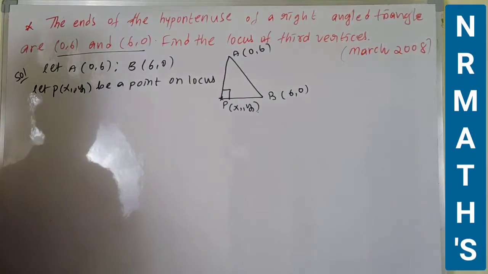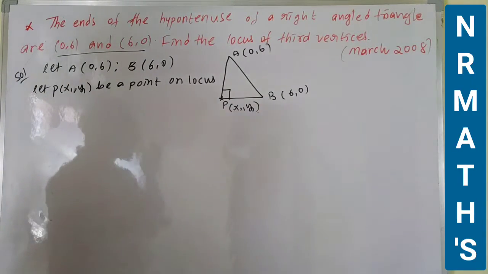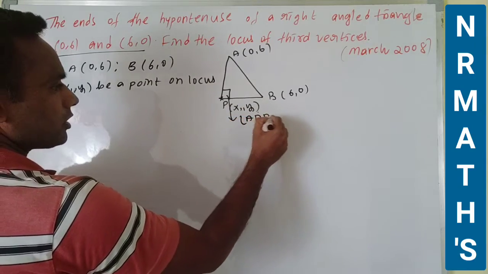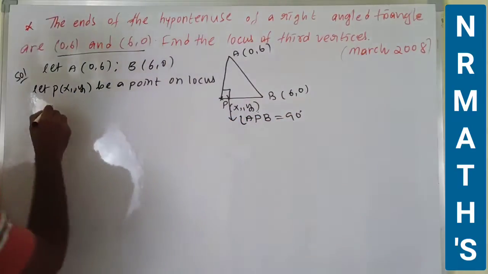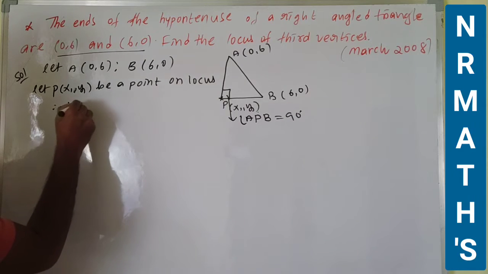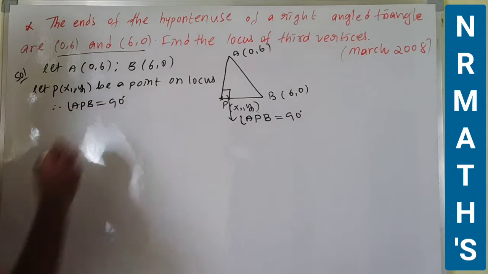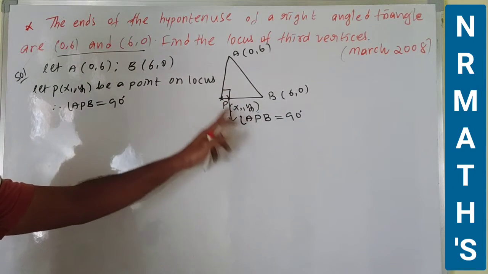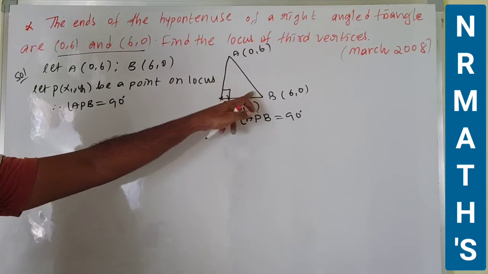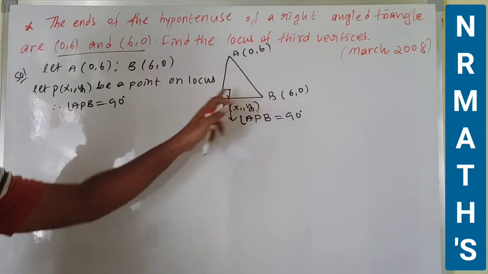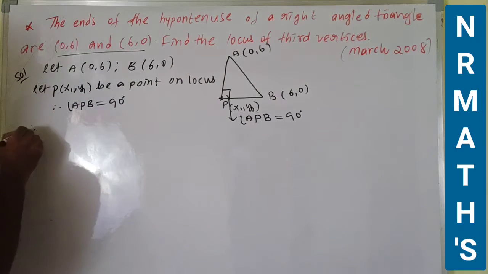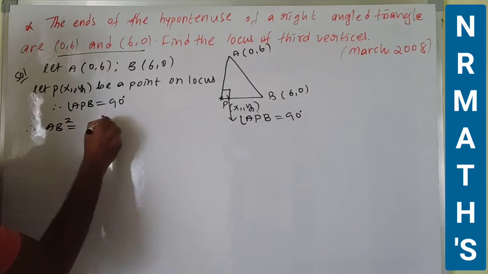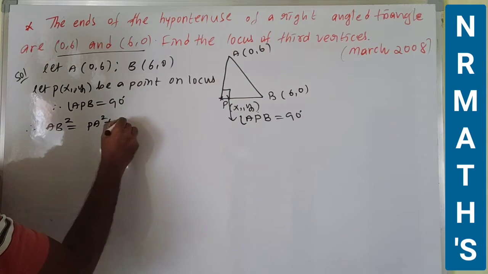We know that triangle APB is a right angle triangle. Here angle APB is equal to how much? 90. Now here is the condition: angle APB is equal to 90. From Pythagoras theorem, hypotenuse square is equal to side square plus side square, and hypotenuse means here AB square is equal to PB square plus PA square. Therefore, in the diagram, AB square is equal to PA square plus PB square.